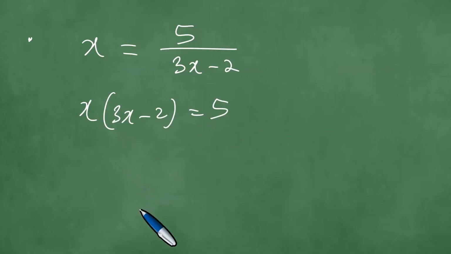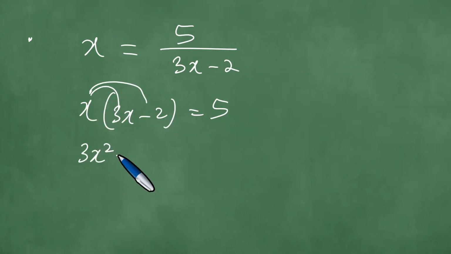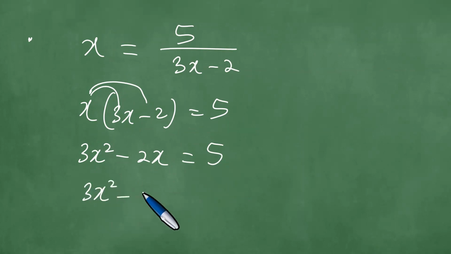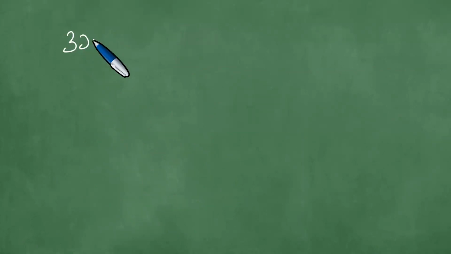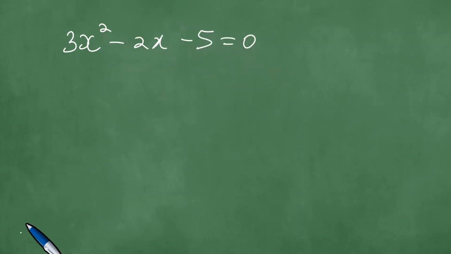Anyone, what do we do next? We expand, or we distribute. So we multiply x by this and x by that, which means it is 3x squared minus 2x equals 5. Then we get negative 5, equals 0. Now we have 3x squared minus 2x minus 5 equals 0.